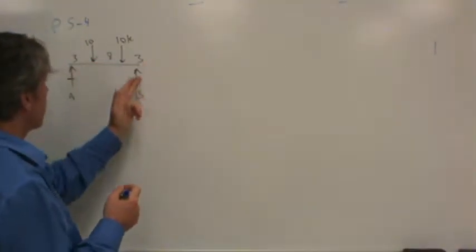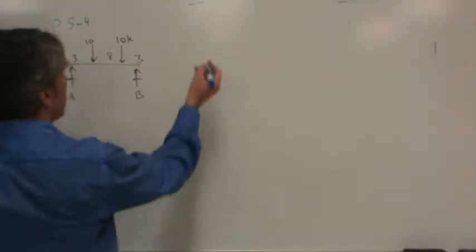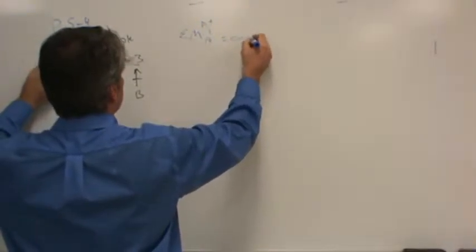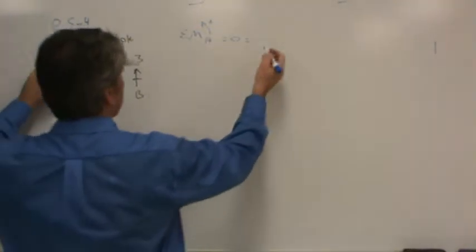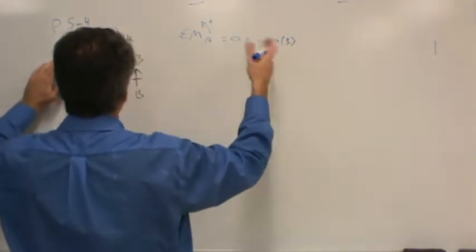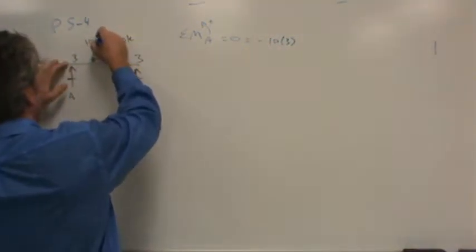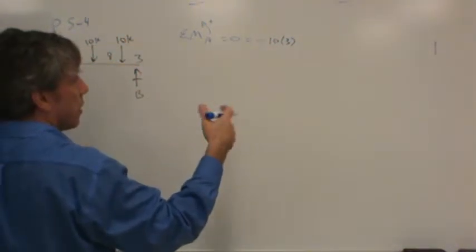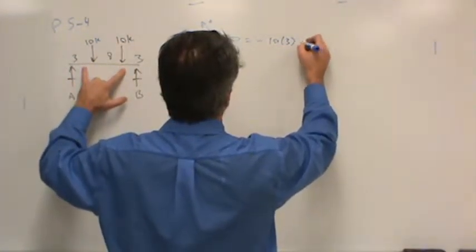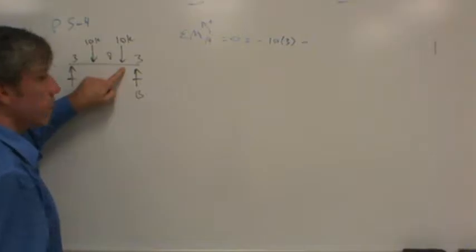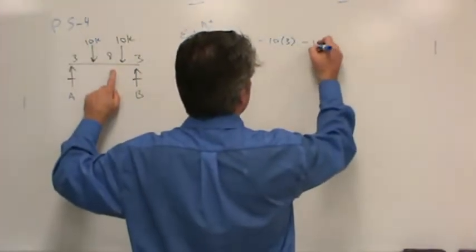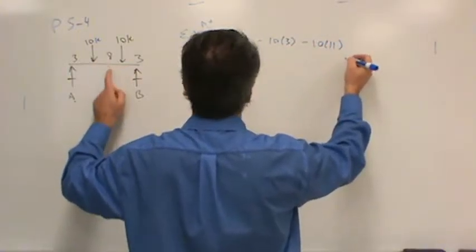Now, each of these distances are feet, so let's start off with some moments at A. Take this direction positive. Sum is 0. What do we have? Well, let's see, there'd be a negative 10 times 3. Notice I'm not going to write in the units because it would just be thousands of pounds times feet. Okay, so that takes care of the first one. What's the moment arm for the next 10K load? 11 feet, because it's 3 plus 8. Good. So 10 times 11, that's also a negative moment.